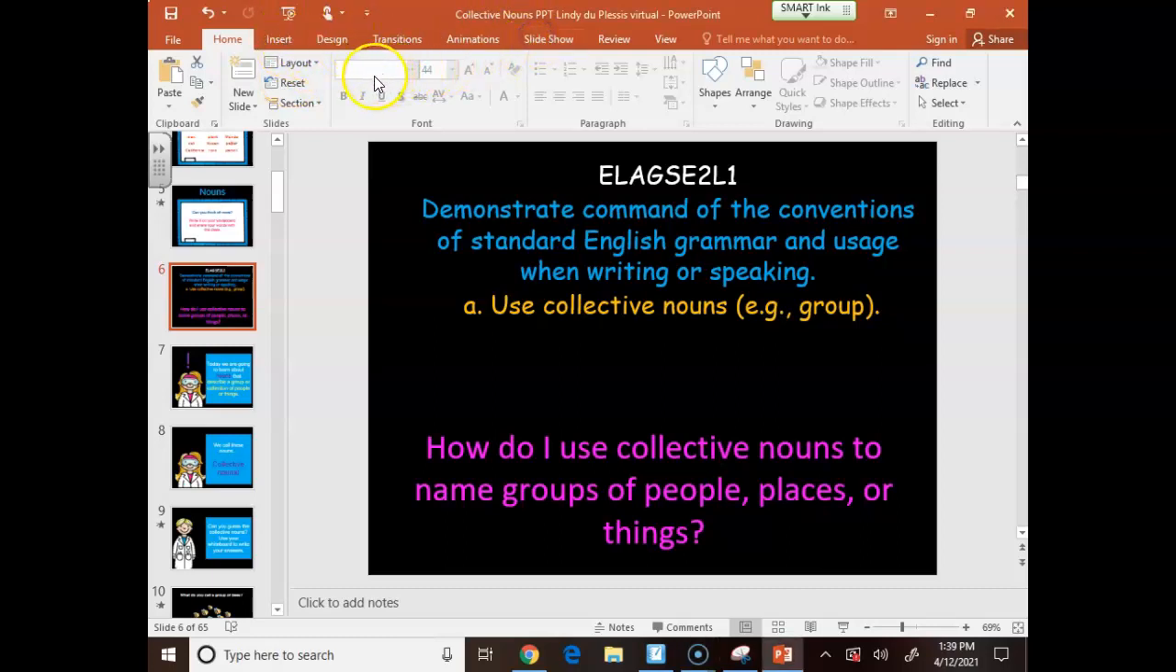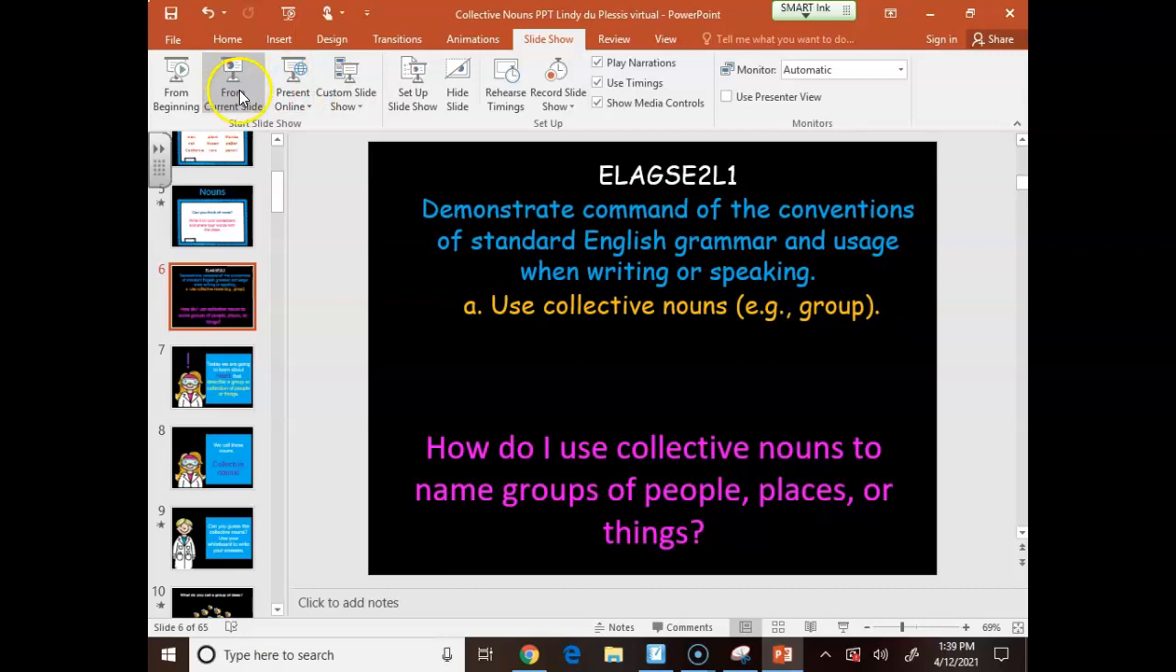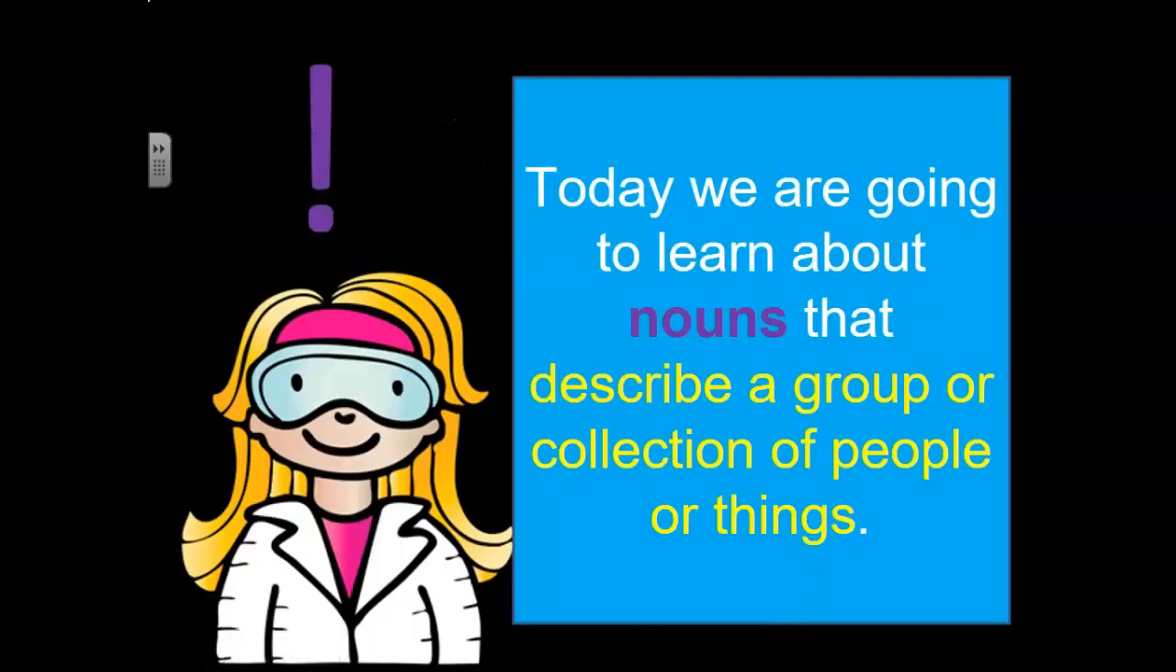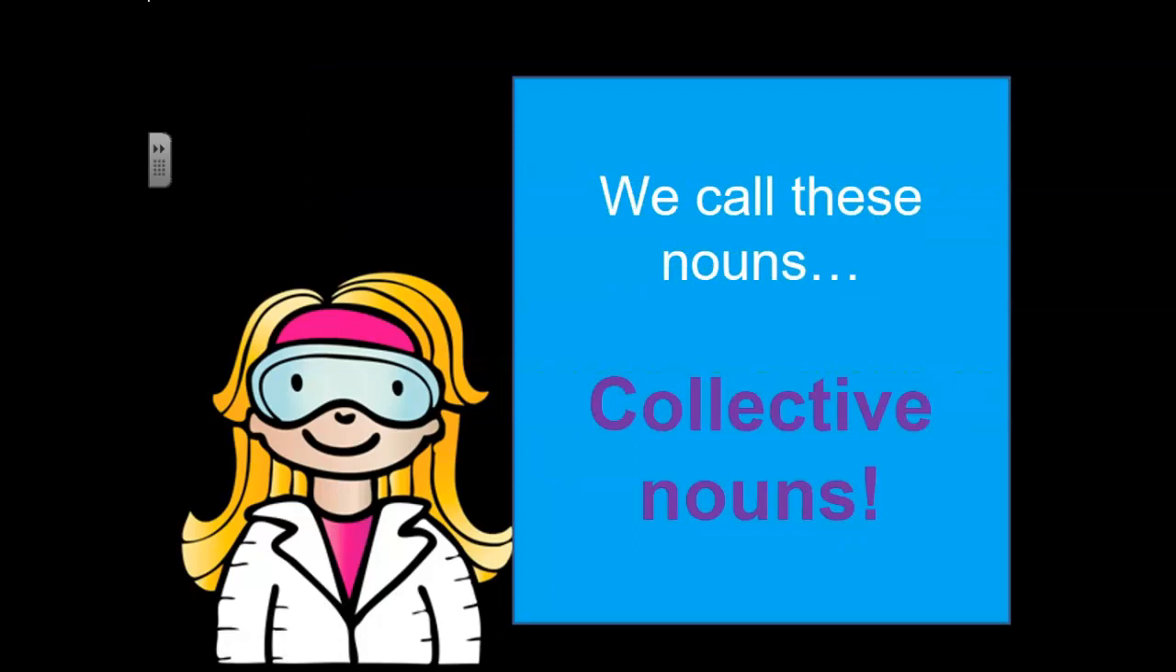Okay, boys and girls, we are going to do some review today of collective nouns. So, how do I use collective nouns to name groups of people, places, or things? Your standard says to use collective nouns to show that you can use standard English when writing or speaking. Today we're going to learn about nouns that describe a group or collection of people or things. We call these nouns collective nouns.